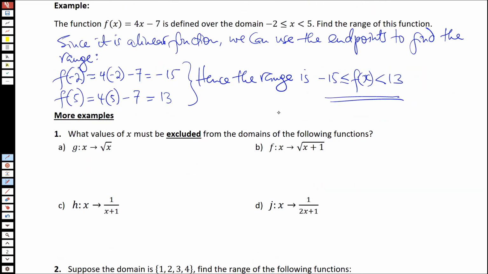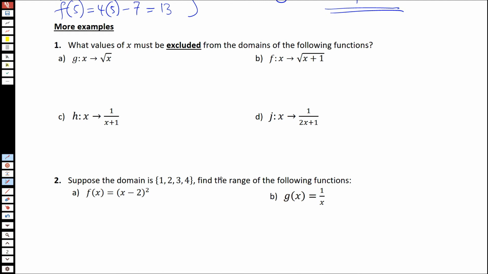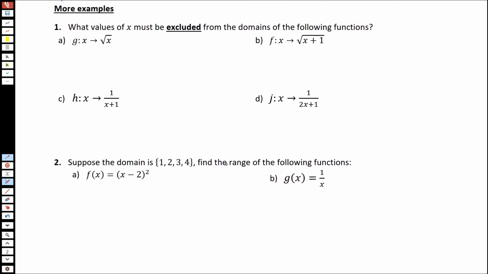All right, let's look at more examples. Like I said previously, in some functions, you can only plug in specific values. Those are the values that will be the acceptable inputs. Which means if there are some acceptable inputs, then that implies that there are certain values that won't be acceptable, which means they have to be excluded in that function. So let's look at the first question here, 1a.